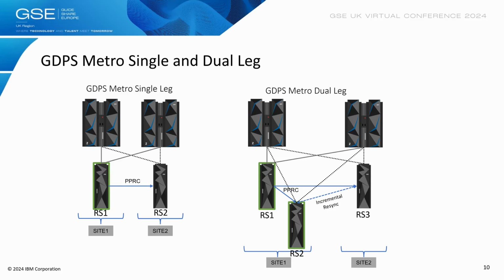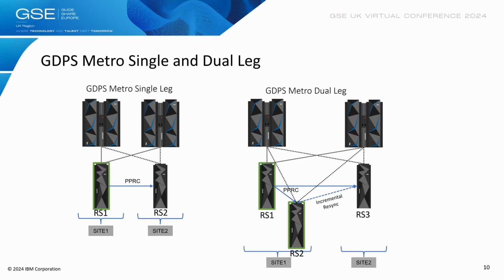So as you can see on this slide, on the right side, you can see the Metro dual leg configuration. There are two synchronous replication legs, which means that the primary data is copied synchronously to the two secondary targets.